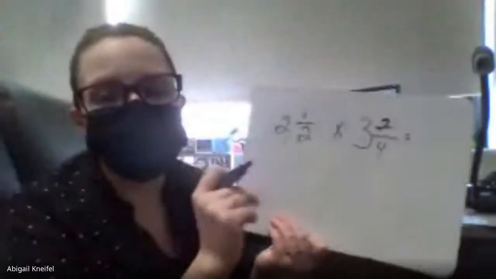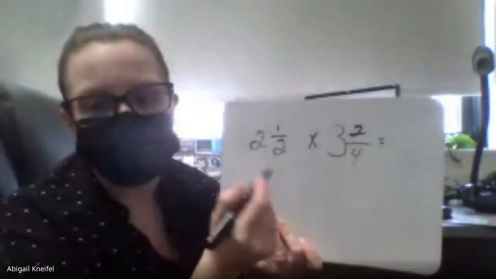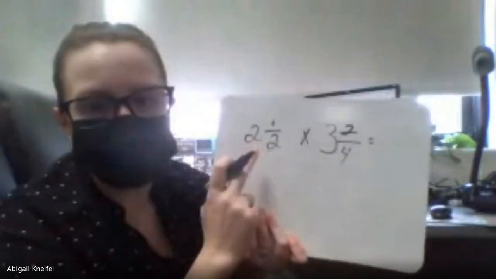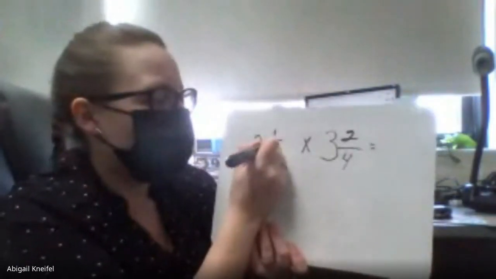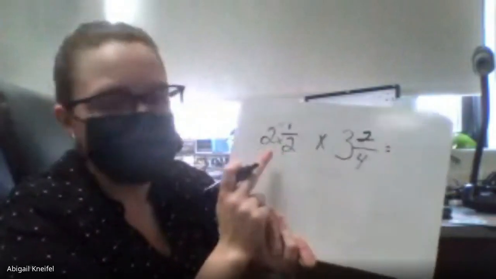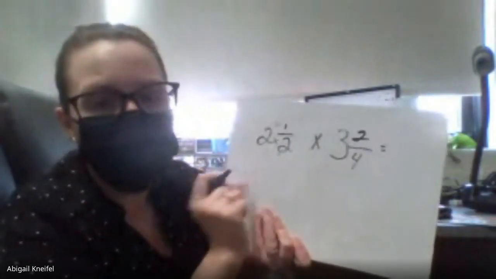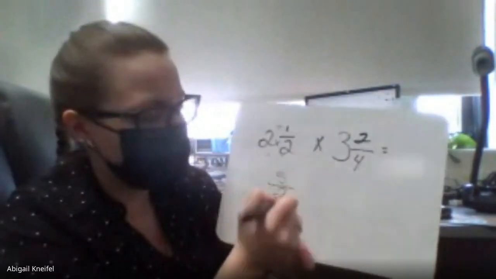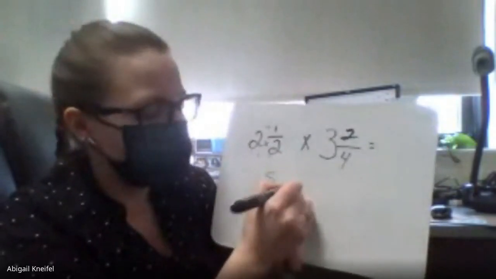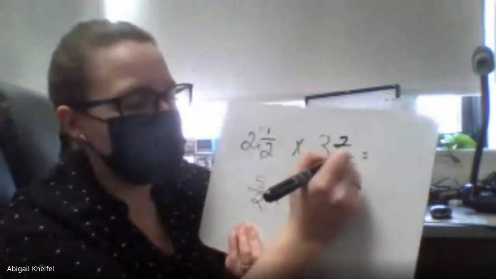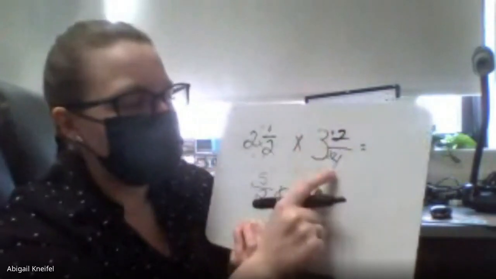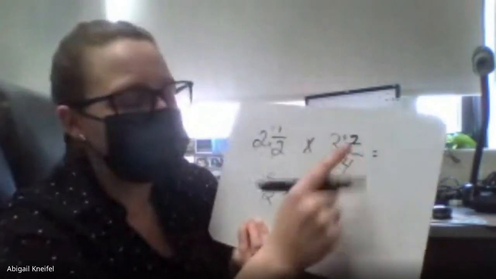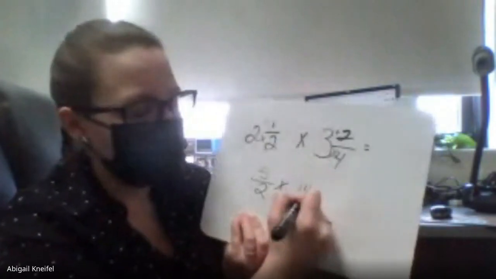All right, we're going to give it a try. Follow my steps. The first thing I have to do is change my mixed numbers into improper fractions. I do that by multiplying the denominator times the whole number, adding the numerator. 2 times 2 is 4, plus 1 is 5. My denominator stays the same. Now for the second one: denominator times whole number plus numerator. 4 times 3 is 12, plus 2 is 14. My denominator stays the same.